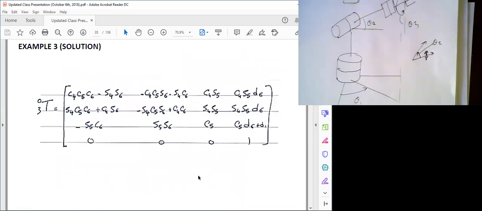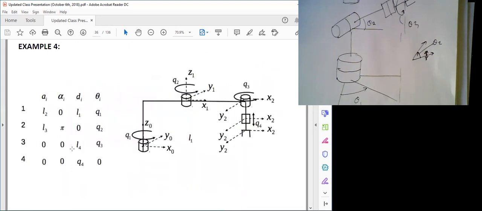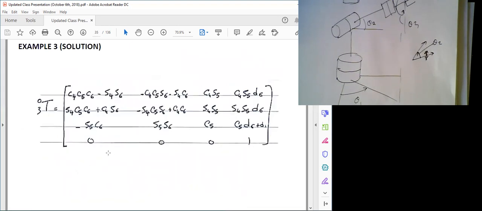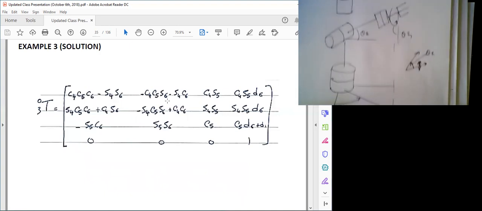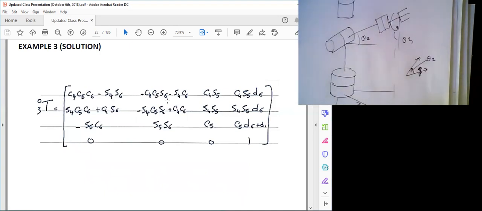Now we can multiply these, and when you multiply these, you end up with D03. This is a homogeneous transformation between the base frame and the end effector frame. What can I tell from this, before we do another example? What I can tell is that the first column is my x-axis.